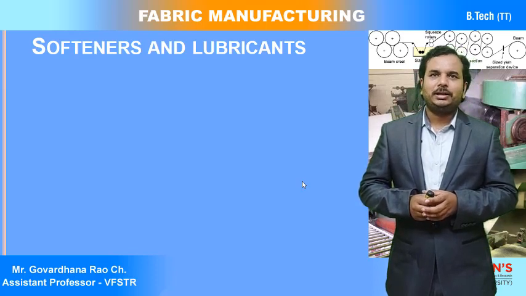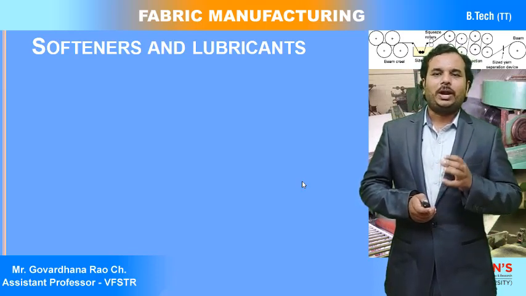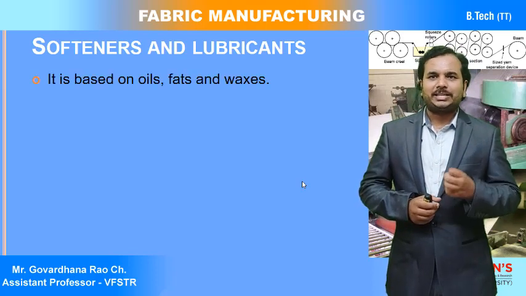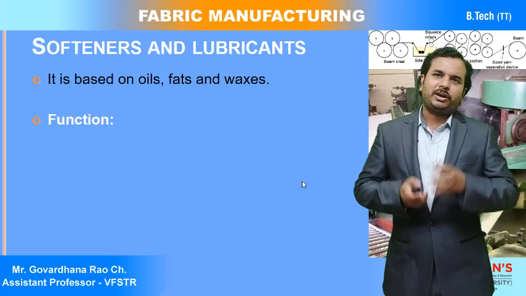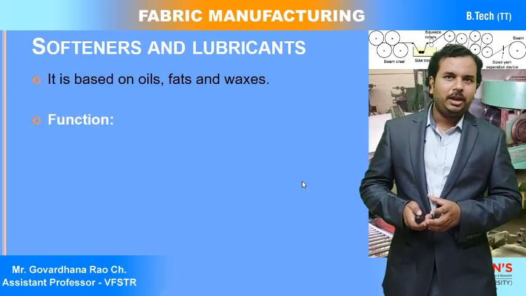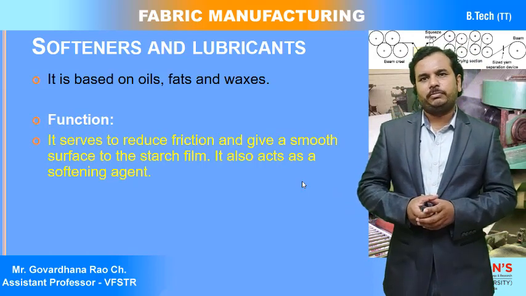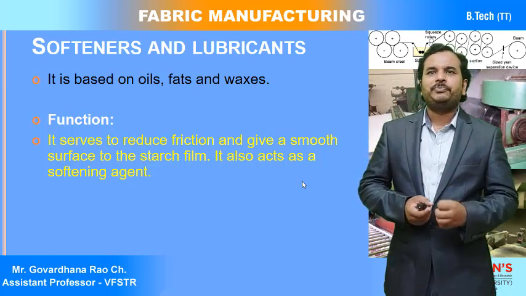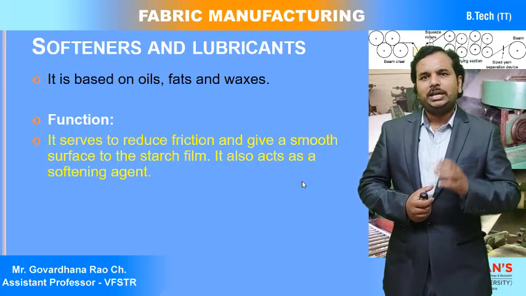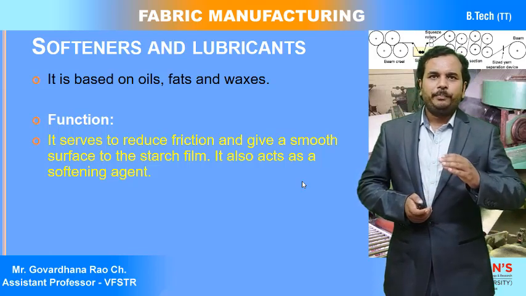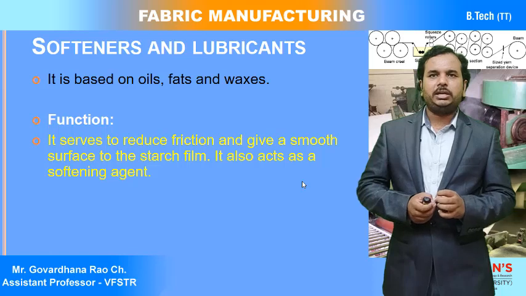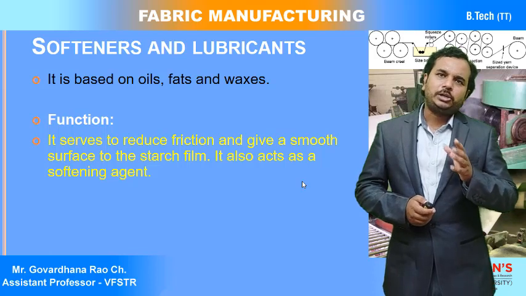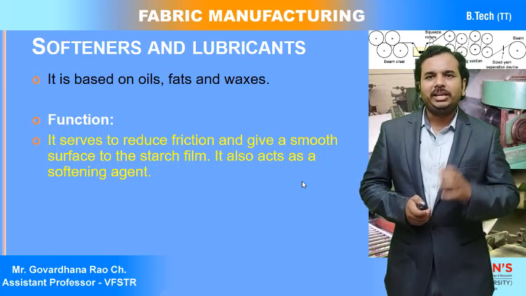And the second category under primary ingredients is softeners and lubricants. What exactly are softeners and lubricants? They are based on oils, fats and waxes, and the major function of these softeners or lubricants is to reduce the friction between yarn to yarn or yarn to metal. So it serves to reduce the friction and give a smooth surface to the starch film. While using the softeners and lubricants, it will give a smooth surface to the starch film, and it also acts as a softening agent.